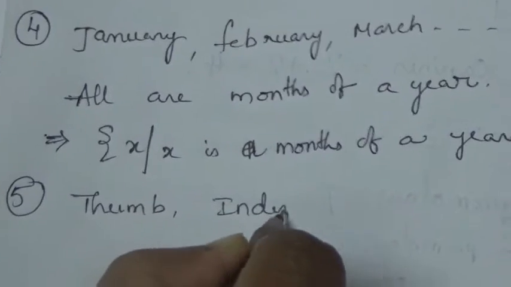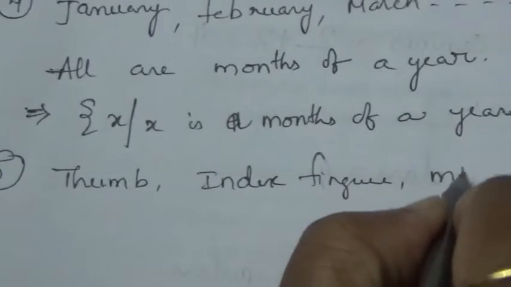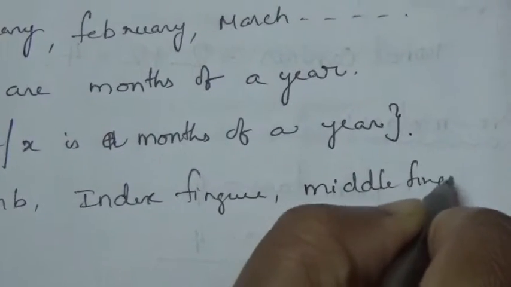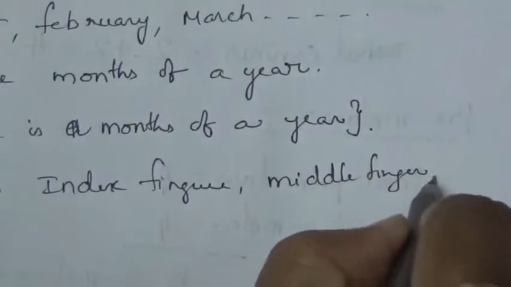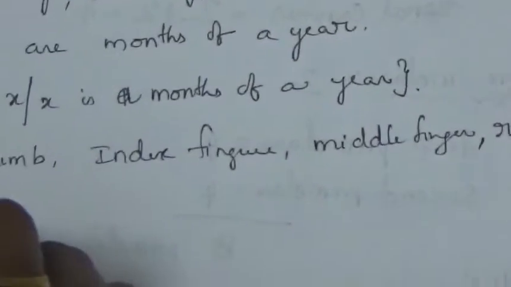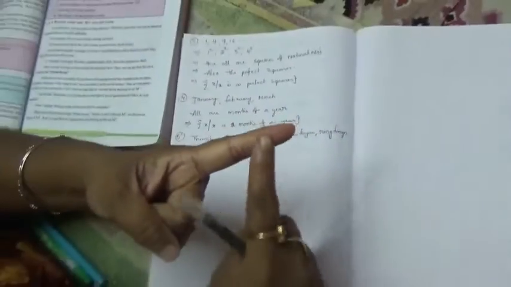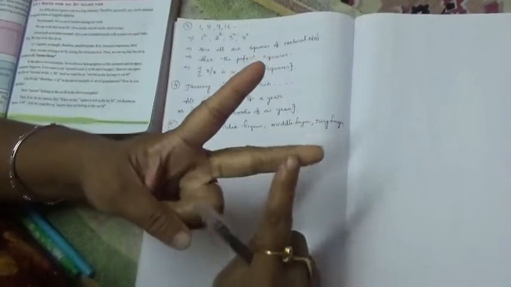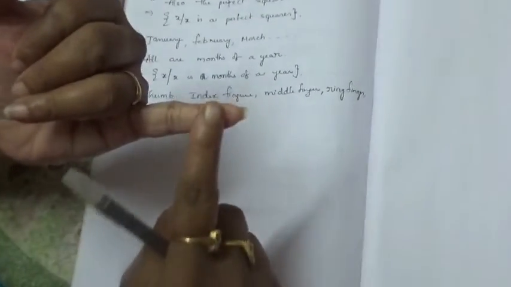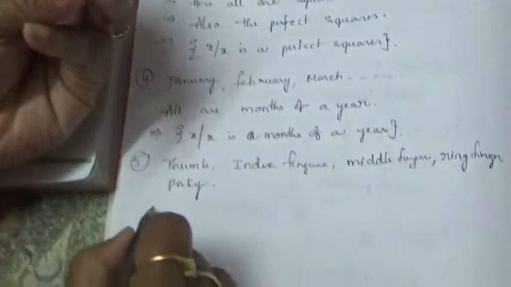Next, the fifth one, what was given here: thumb, index finger, middle finger, ring finger, pinky. It is thumb, index finger, middle finger, ring finger, and pinky, right. These all are the fingers of our hand.